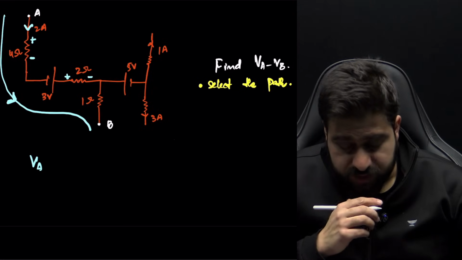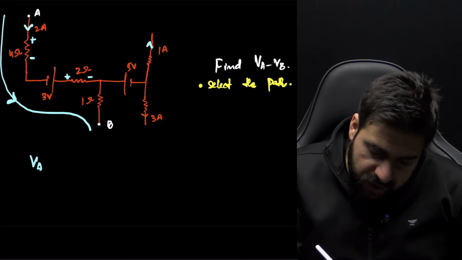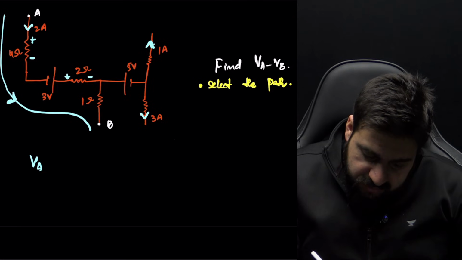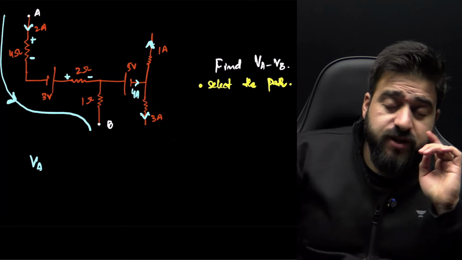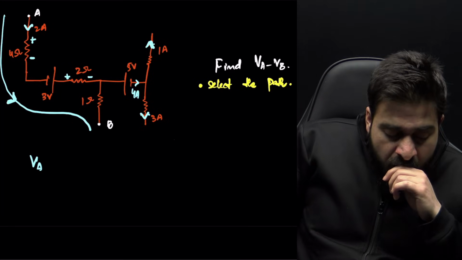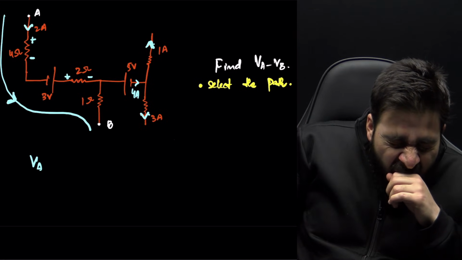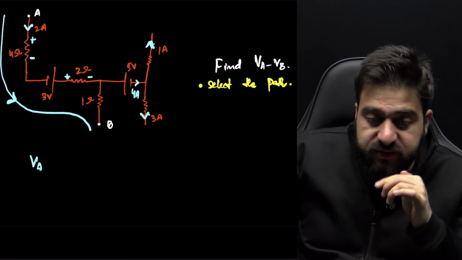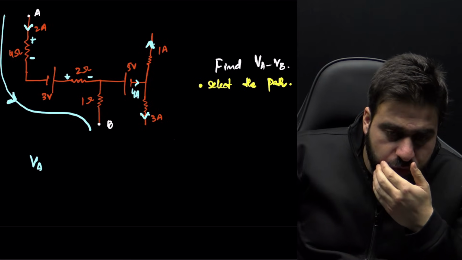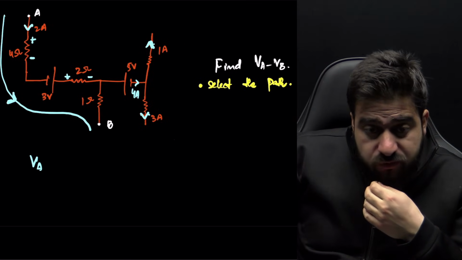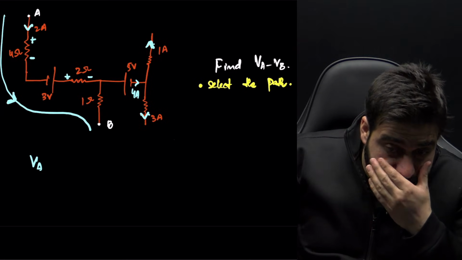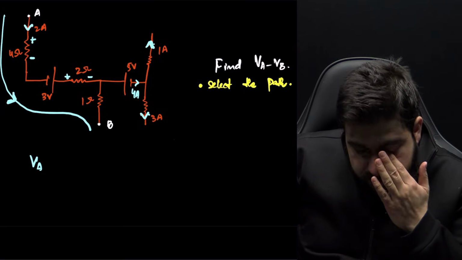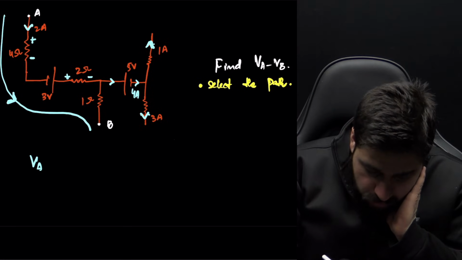One more important thing, guys. Here it says 3 ampere current is leaving, 1 ampere current is leaving. 3 plus 1 is 4, which means 4 must be coming. Kirchhoff's current law: the amount of current which enters the junction is equal to the amount of current which leaves the junction. Now, if this is 4 ampere, here also it will be 4.